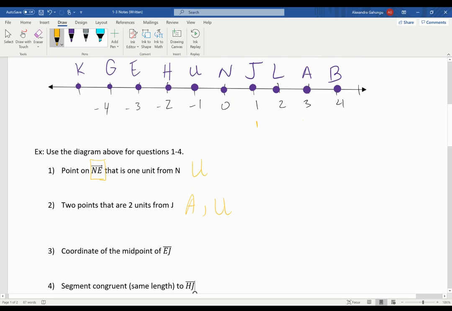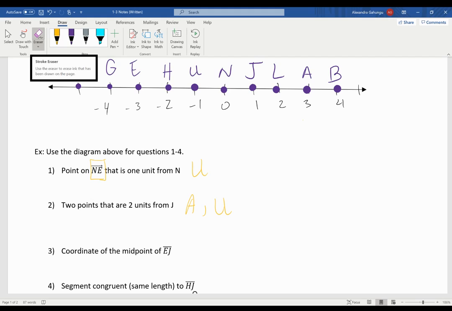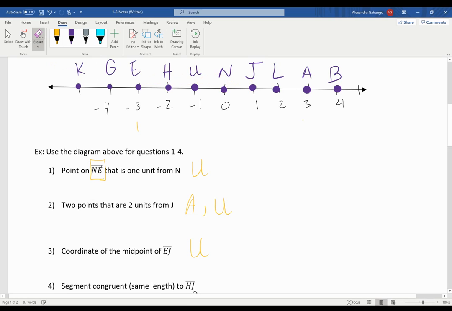Last couple questions. Coordinate of the midpoint of EJ. Okay, so I've got to find out where segment EJ is. EJ, somewhere there. Finding the midpoint means finding the middle. Let's say I find out how far I've traveled. So 1, 2, 3, 4 units. So the middle would be 2 units in. So I'm going to go 1, 2 from E in towards the middle, 1, 2. And my midpoint, the point in the middle, is U. So we're using U a lot.